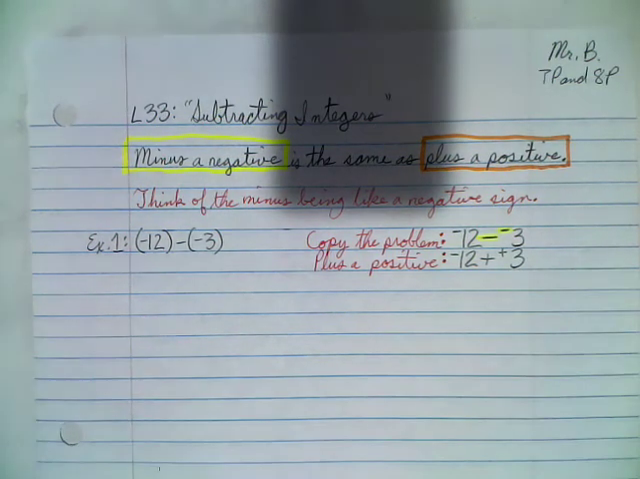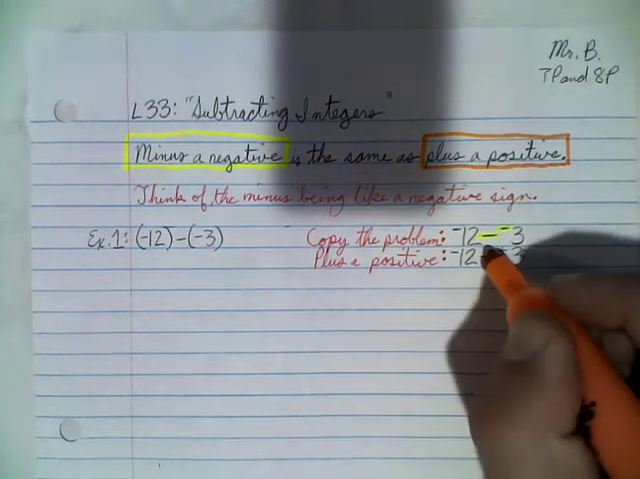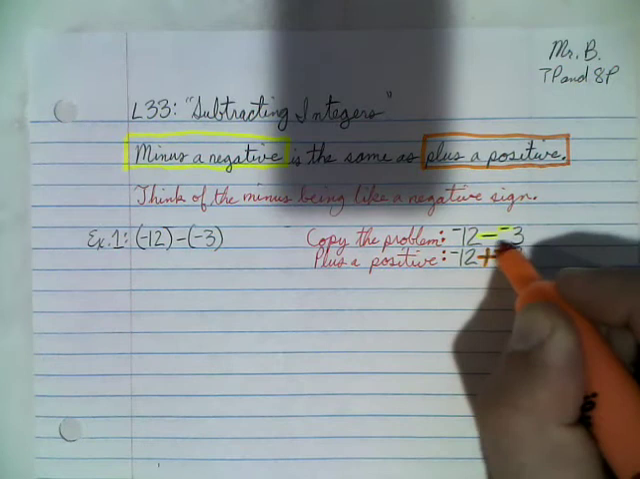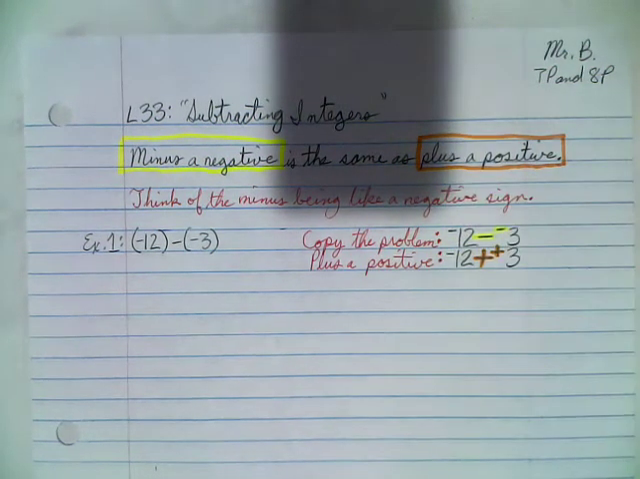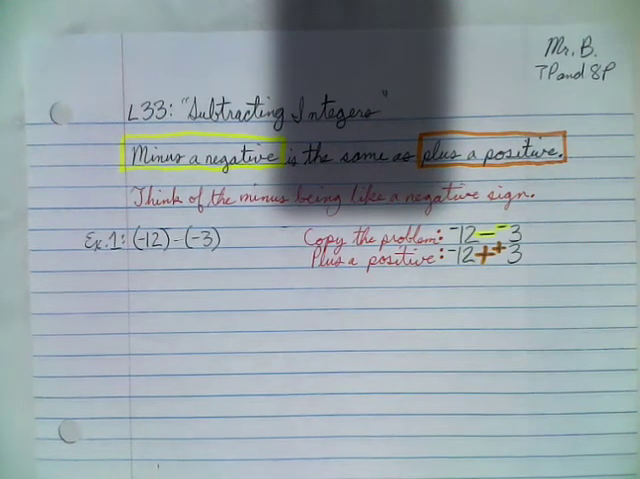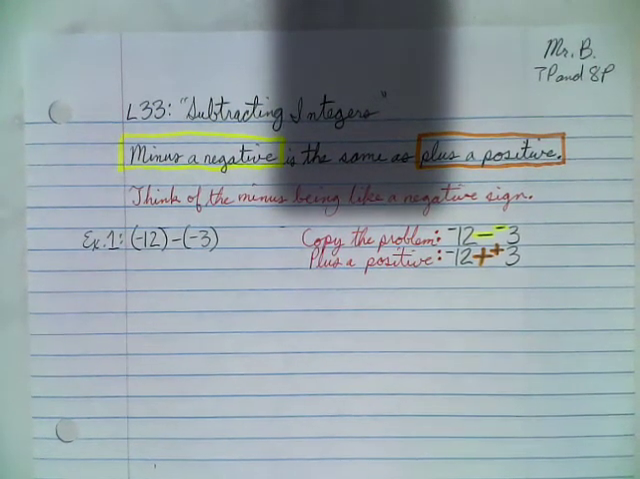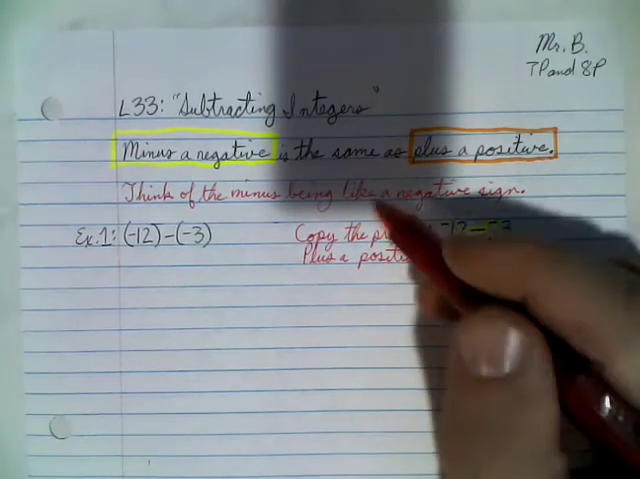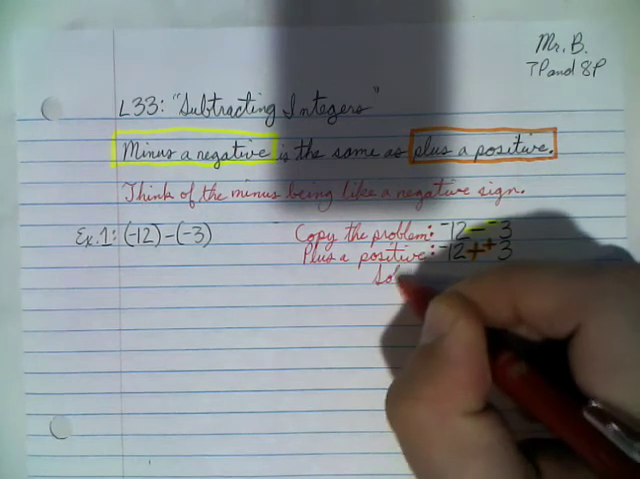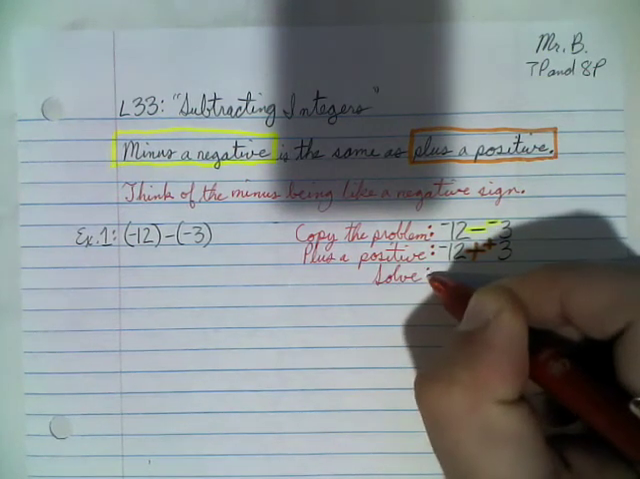Now normally you write positive symbols, they can be invisible. This time I've got a purpose for it. I want to see that positive symbol there, and we're going to highlight that with orange, just like we put this in orange. So negative 12 minus negative 3 is the same as a negative 12 plus a positive 3. And so now that I've got it in terms of addition, we're going to solve this.